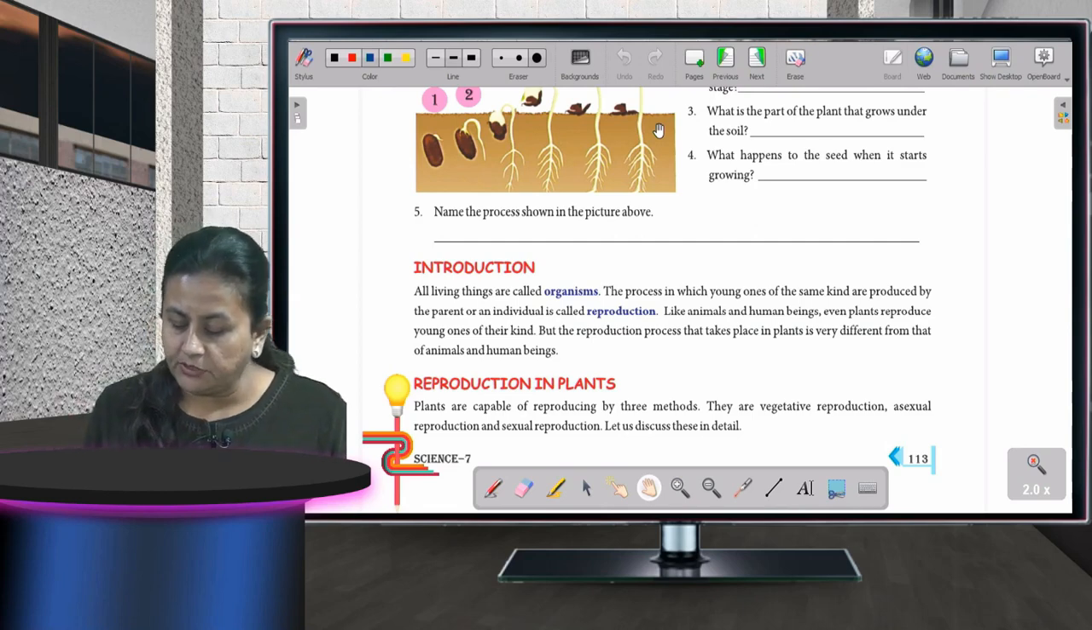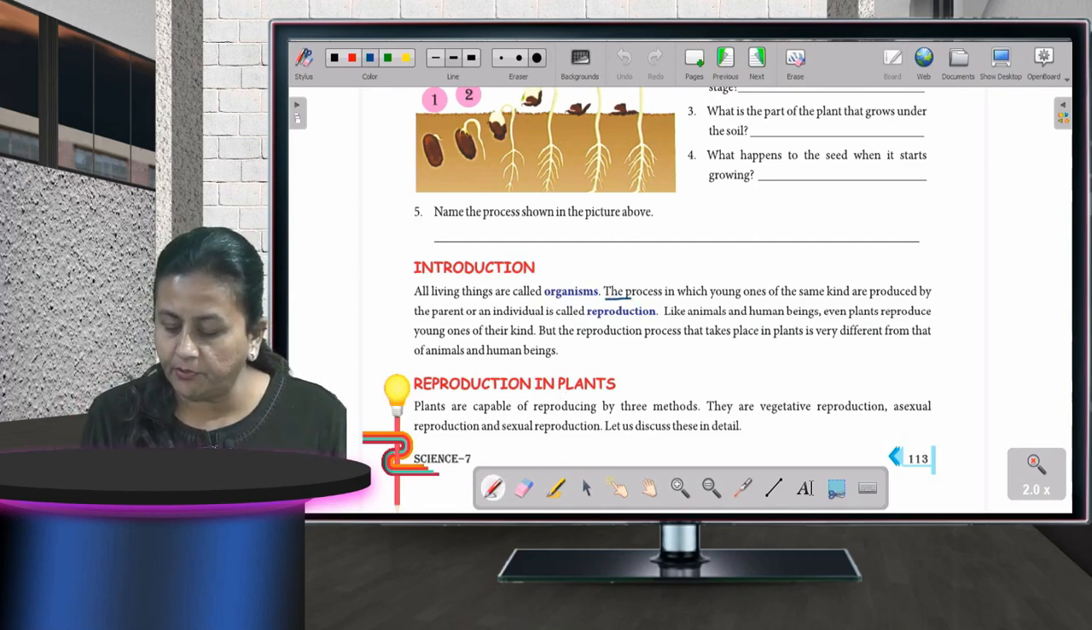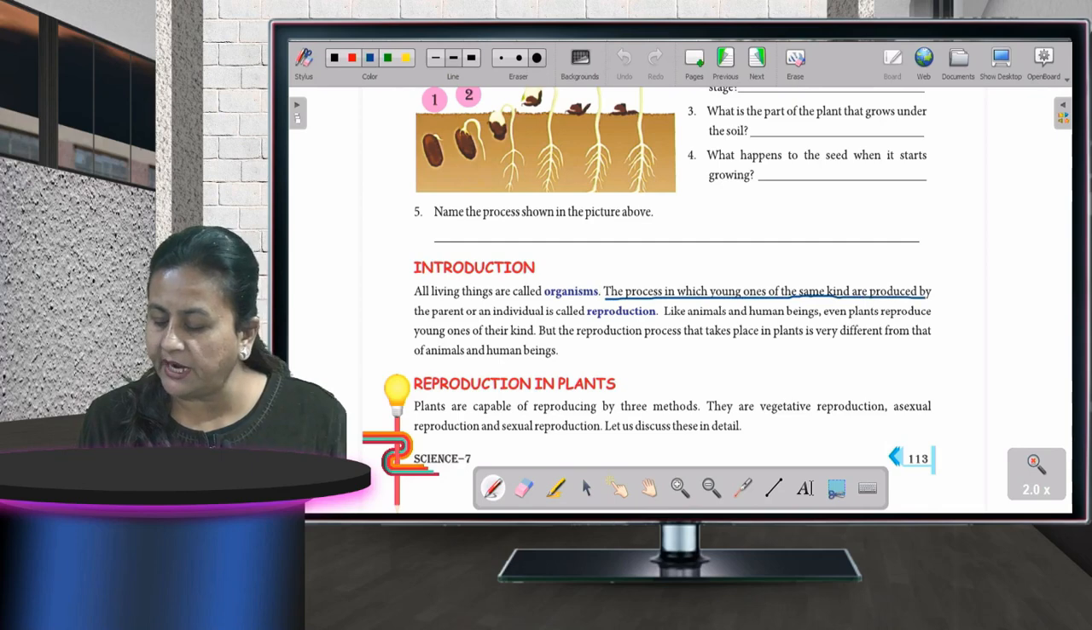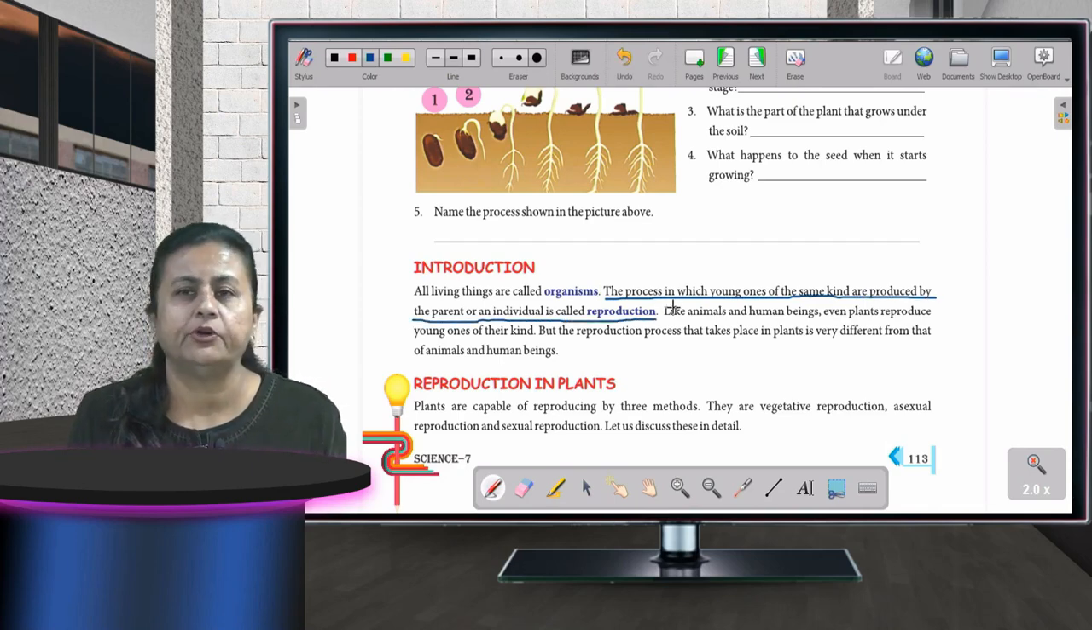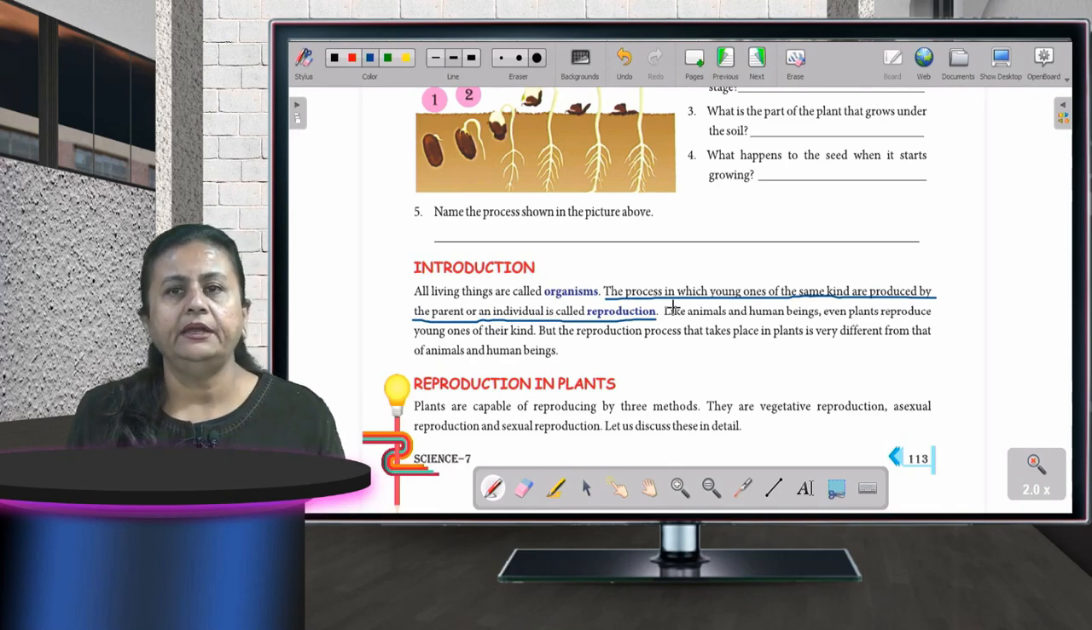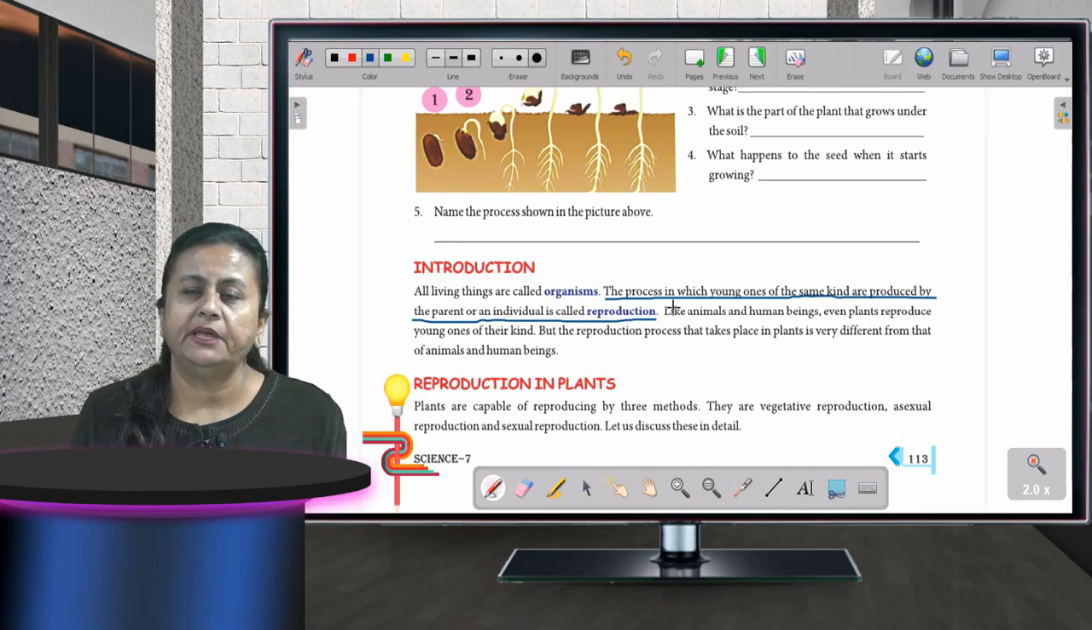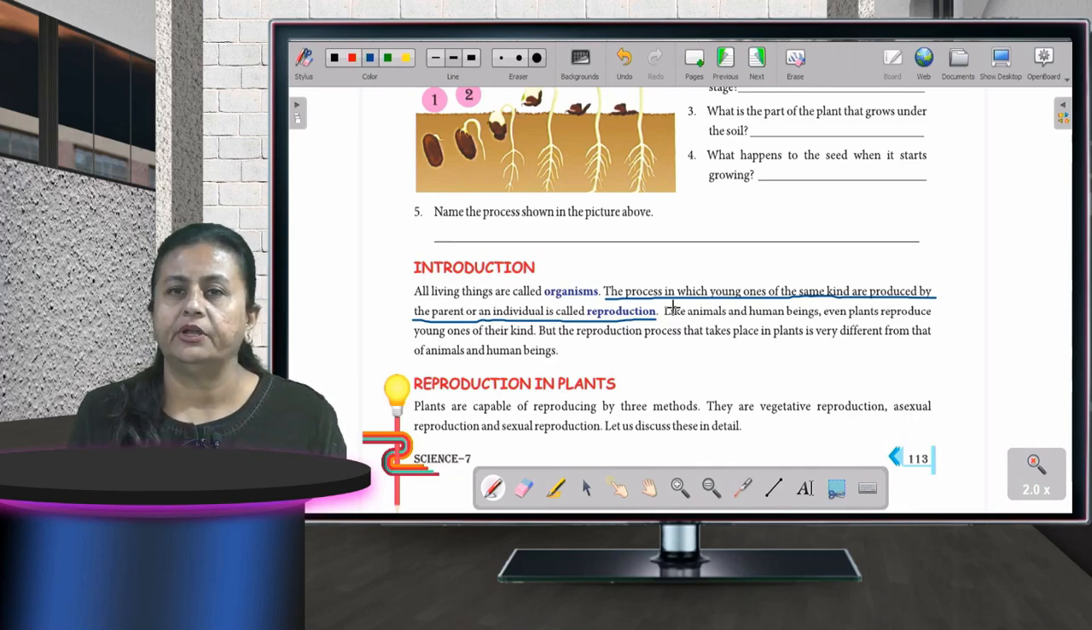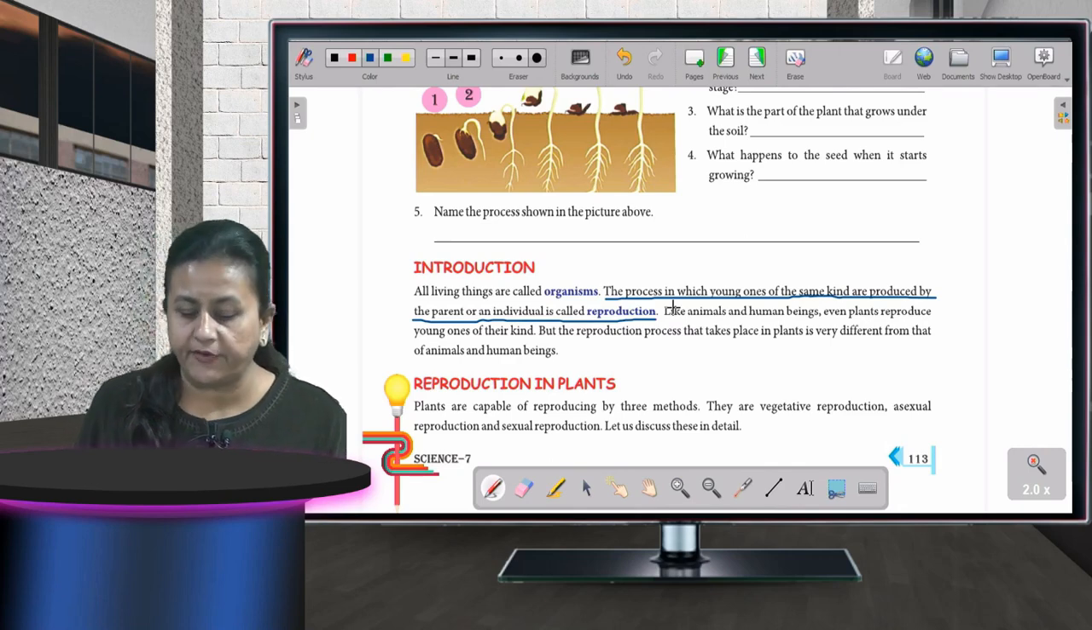The process in which young ones of the same kind are produced by the parent or an individual is called reproduction. The parent is producing its baby or the young one as the parent is. That is called reproduction. So today we are going to study about reproduction in plants. Fine.